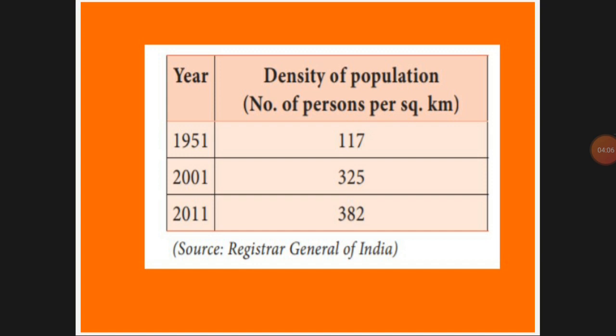Bihar is the most densely populated state in India, with 1,102 persons living per square kilometer area. Arunachal Pradesh has the lowest population density, only 17 persons living.